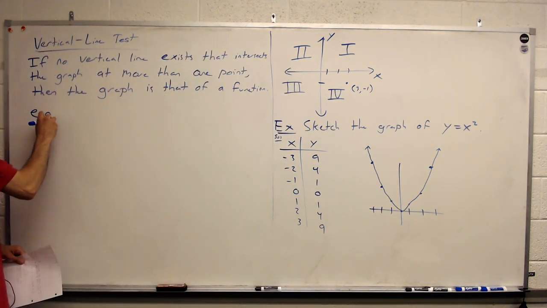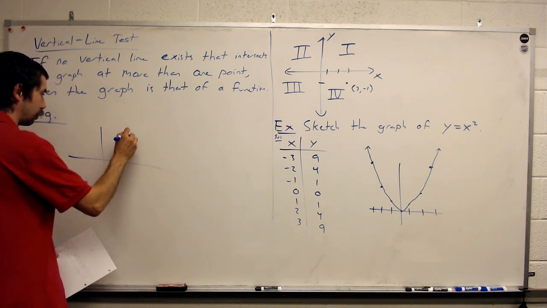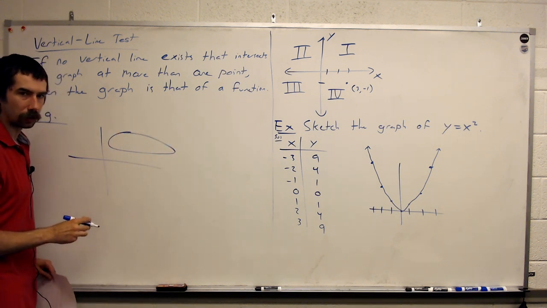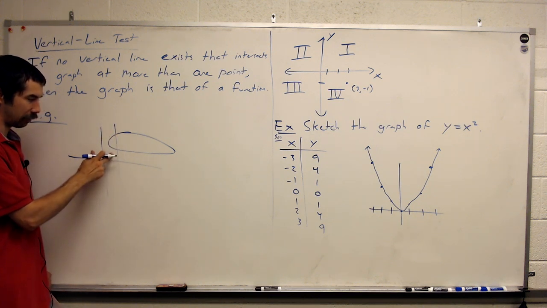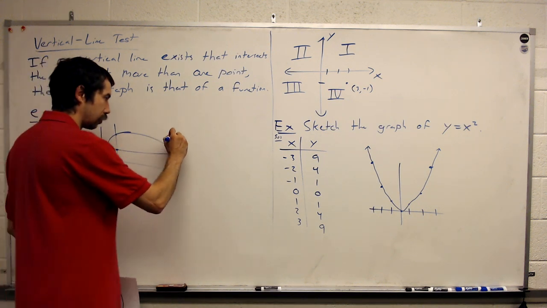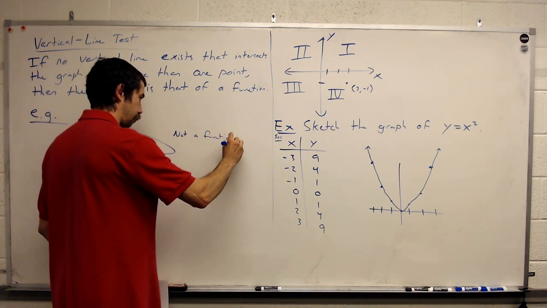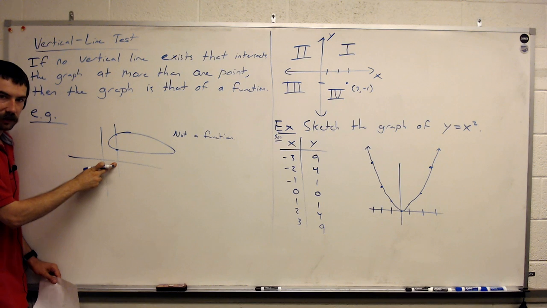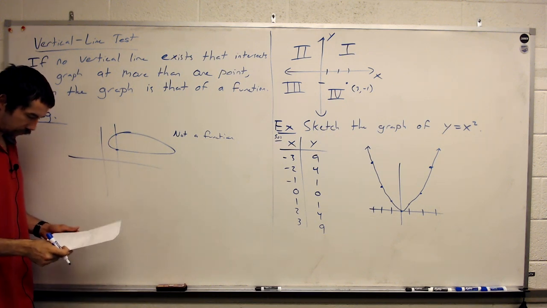And if I gave you another graph, suppose I gave you a graph that looks something like this oval. This is not a function because it fails the vertical line test, right? This vertical line intersects the graph twice. That's saying this x value corresponds to two different y values, which we know means not a function.